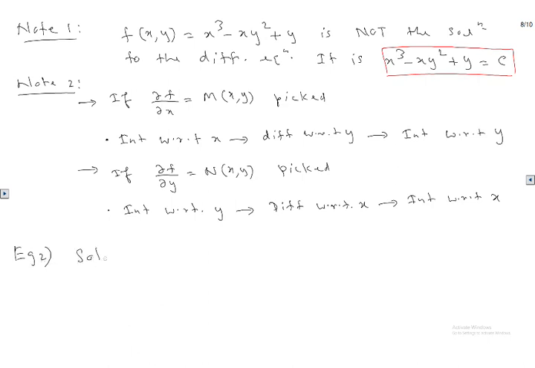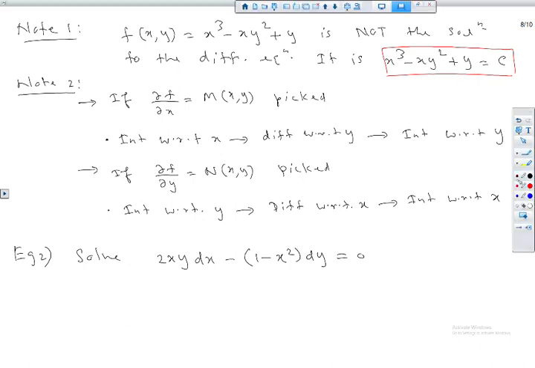Solve 2xy dx minus (1 minus x squared) dy equals 0. If you look at this differential equation, you can see that it is not in the right form because there's a minus sign. It has to be a plus sign. So that means we can rewrite this one.